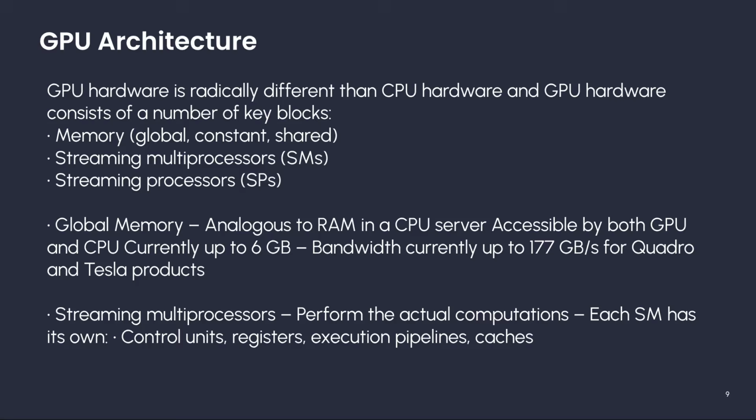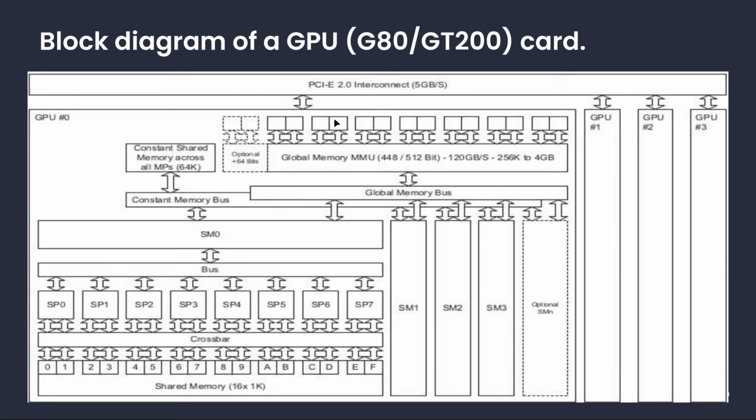So it is accessible to both CPU and GPU. It is a global memory, so काही स्टोर करू शकतो आपण related to GPU. Streaming multiprocessors perform the actual computations. Each streaming multiprocessor has its own computation units, control units, registers, execution pipeline, and cache. Hence the multiprocessor सगळ्या गोष्टी आहेत त्याच्यात included. So this is our architecture. PCI through आपण connect करतो GPU ला actual system सोबत. Then we have global memory, buses, and streaming multiprocessors on this side, and streaming processors on this side.